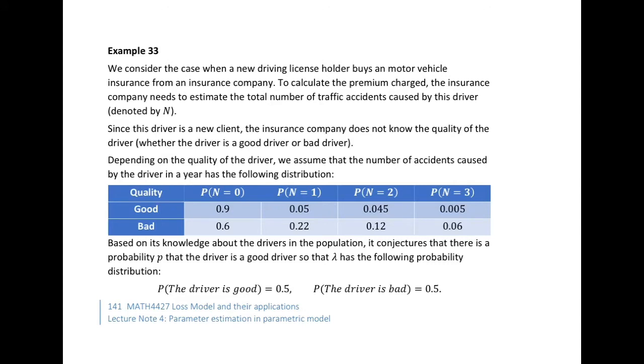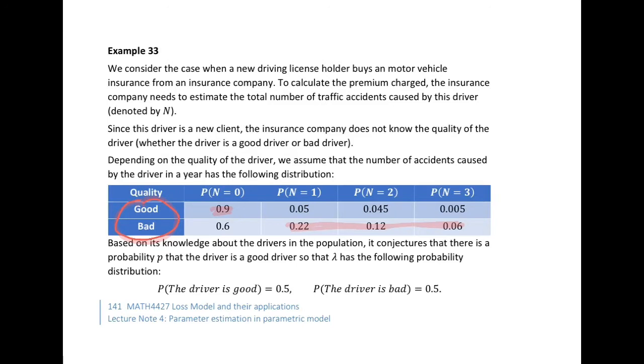So this is the basic setup. Just like what we did before, we assume that there are only two types of driver, either good driver or bad driver. Depending on the quality of the driver, we assume that N will follow a different distribution. If the driver is good, there is a huge probability that he does not cause any accident, and just a very small chance that he will cause an accident. For the bad driver, there is a slightly higher probability of causing trouble. So this is the configuration of our setup.